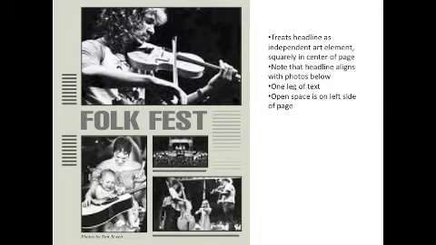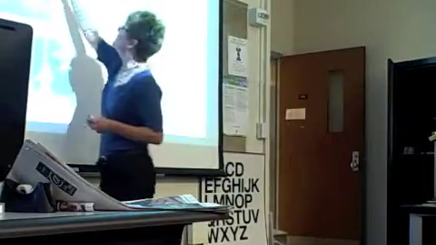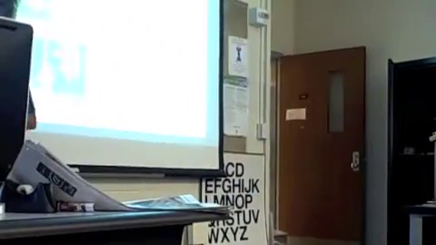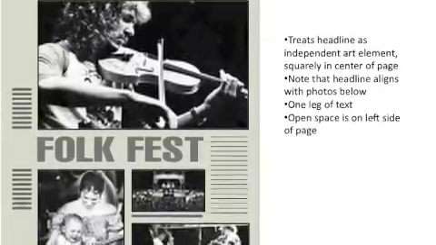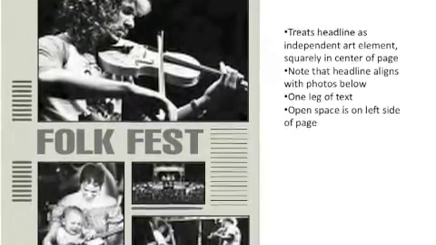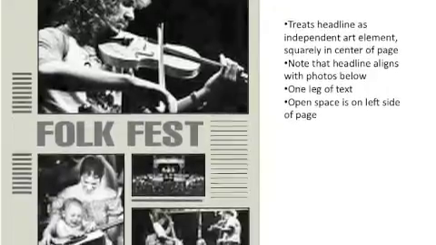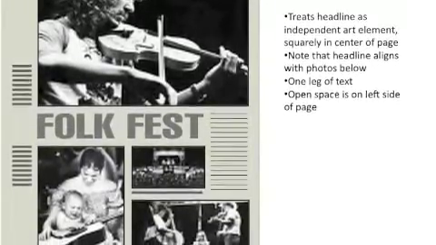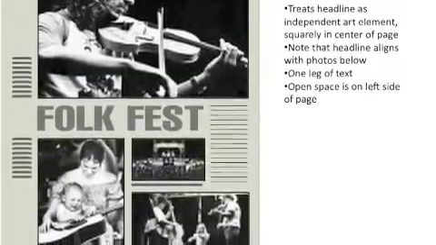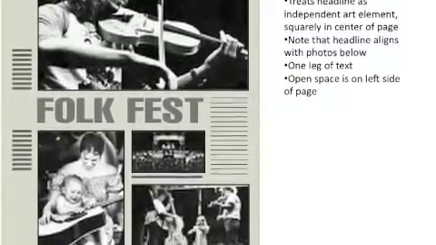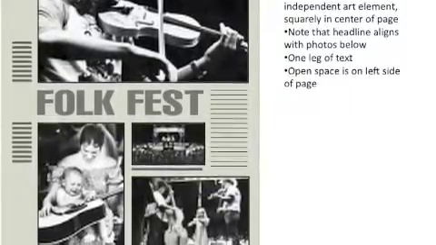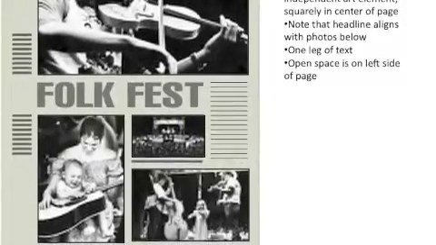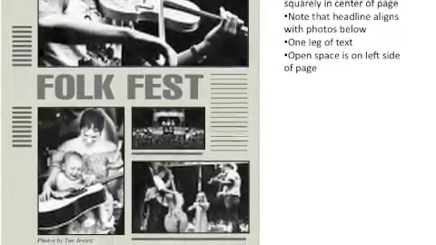Third version, the headline is an independent art element squarely in the center of the page. Look at the nice alignment. This headline aligns with these photos. 1 leg of text, and there's some open space. Now we have informal balance, right? Asymmetrical balance. The white space is only on one side of the page, but it's at the top and the bottom, so we still feel balance here. Every photo has a cut line.